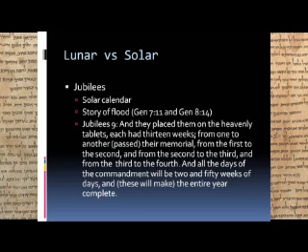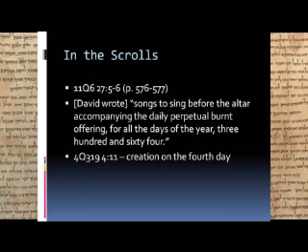After the flood, they placed them on the heavenly tablets. Each had a calendar, each had 13 weeks. From one to another passed their memorial, from the first to the second to the third, and third to the fourth. All the days of the commandments will be 52 weeks of days, and these shall make an entire year. A solar calendar. In the scrolls, we have reference to David writing songs before the altar, 364 of them, one for each day of the year. That's a solar calendar.